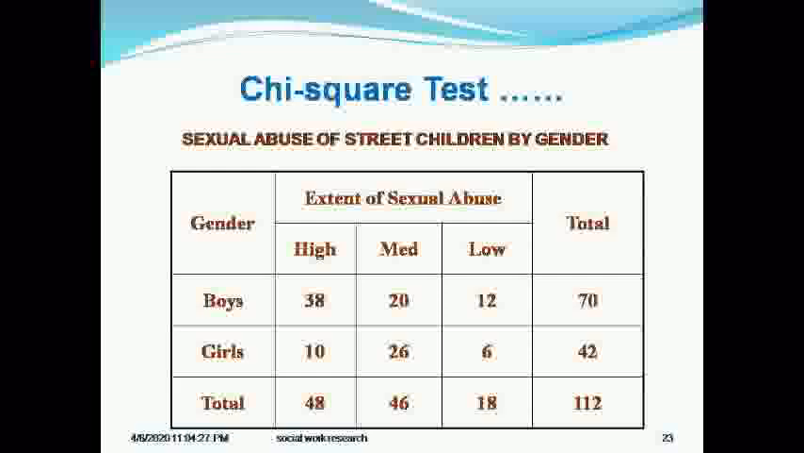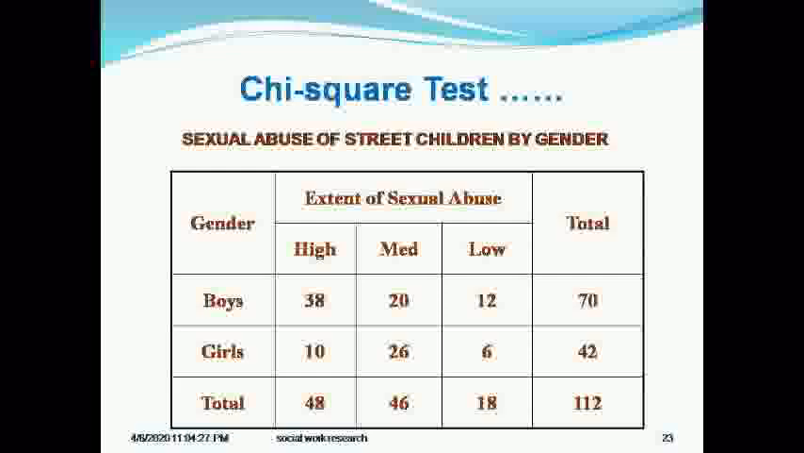So we will find there boys, 38 boys who are sexually abused high, 20 boys medium, 12 boys low. In the same way, girls, 10 girls high, 26 medium and 6 low. So altogether observations are 112. So these are the observed counts. Both these variables are rather qualitative. We can say they are in the categorical or nominal and ordinal scale.